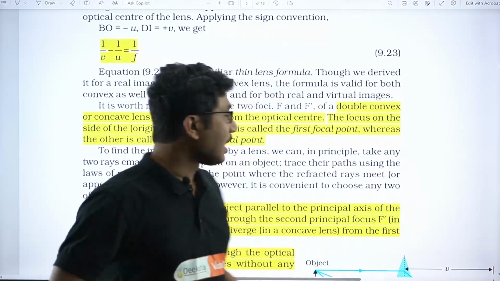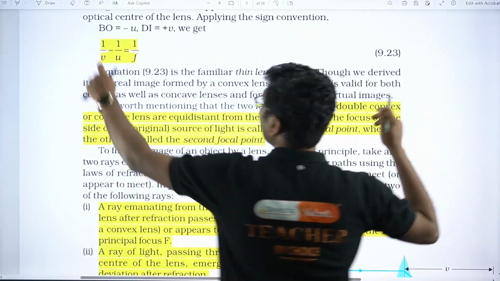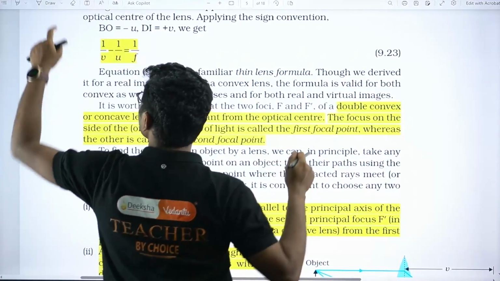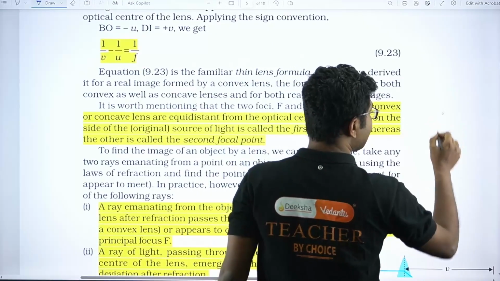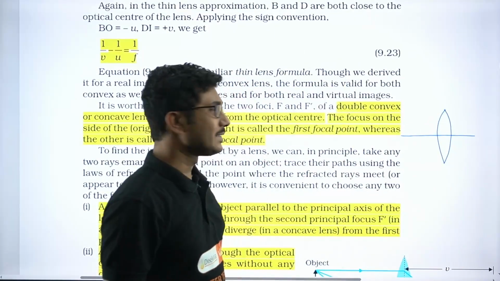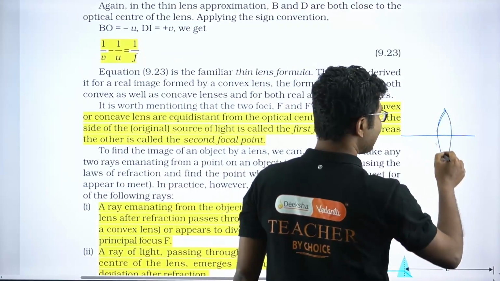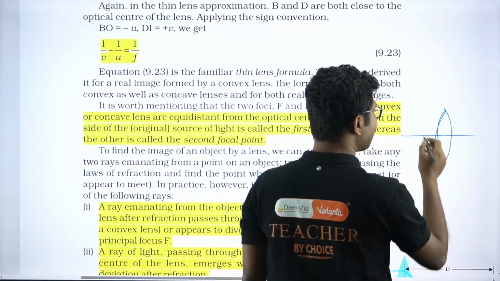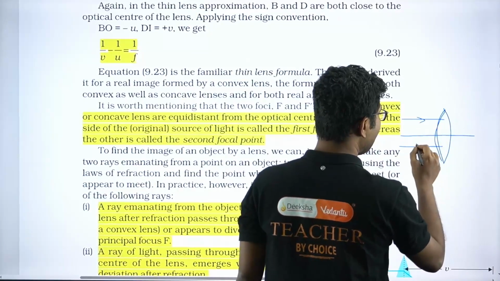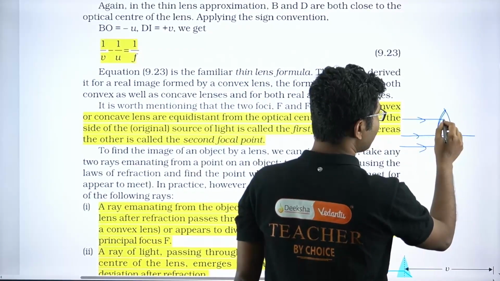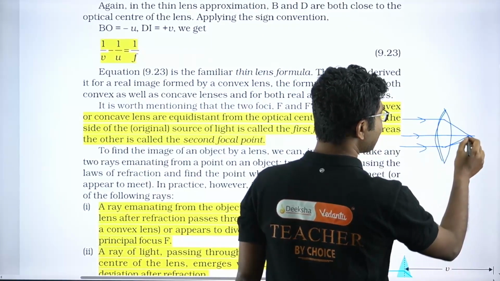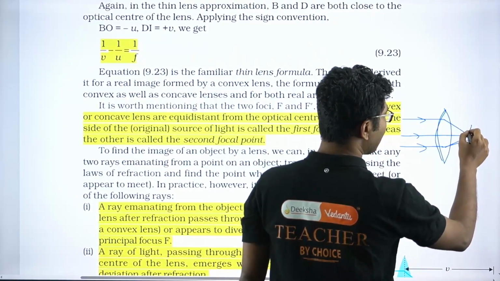So you know that a lens basically has two surfaces, right? One surface is this, another surface is this, and it's an equiconvex lens. If parallel rays fall from this side, this is the original side from where the light is falling, the light will concentrate here. So this is the first focal point, the principal focal point.